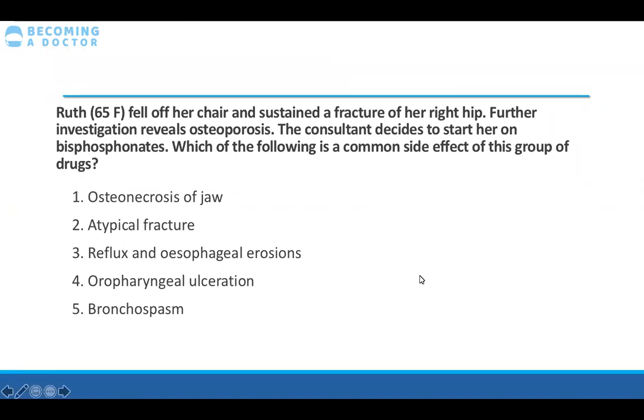Okay, so I'll give you a couple more seconds if you want to put in any more votes. It's fine. Right, so we're split again. We've got 50% saying it's osteonecrosis of the jaw and 50% saying it's reflux and esophageal erosions. The correct answer is reflux and esophageal erosions.